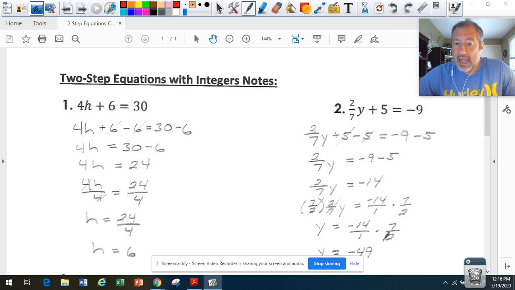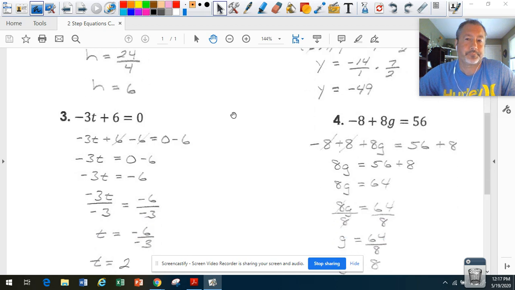Or you could also cross reduce. You can say, hey, 2 is divisible by 2, so that gives me a 1. -14 is divisible by 2, I should say, which gives you -7 here. Okay, and -7 times 7 is -49. Whichever way you'd like to do that is perfectly fine. Okay, let's continue on down here to the next two.